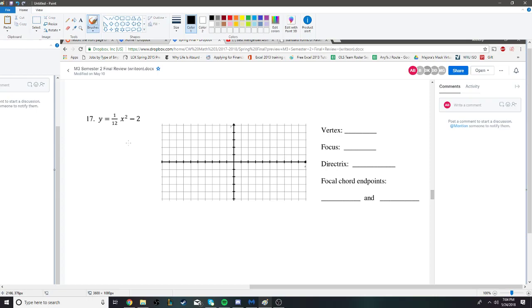Okay, so for this one, we want to get the x squared by itself, so we're going to add 2 to both sides. So y plus 2 is equal to 1/12 x squared, times 12 on both sides. So 12 times y plus 2 is equal to x squared. So no horizontal shift, vertical shift of negative 2, so it's at 0, negative 2. There's our vertex.